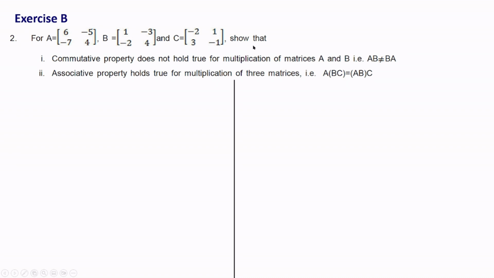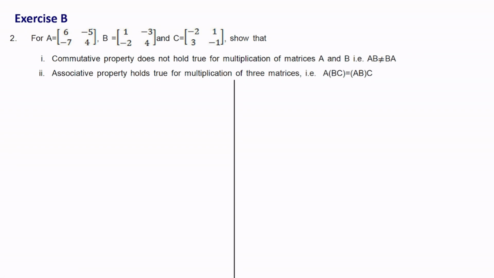Next question, for A equal to this matrix, B equal to this given matrix and C equal to this given matrix, show that commutative property does not hold true for multiplication of matrices A and B. So let us finish the first subdivision and then let us proceed to the next subdivision. So here we have to show that AB not equal to BA. So this is commutative property for multiplication of matrices. We have to show that it does not hold true.